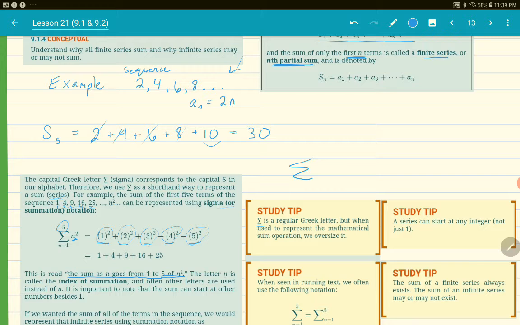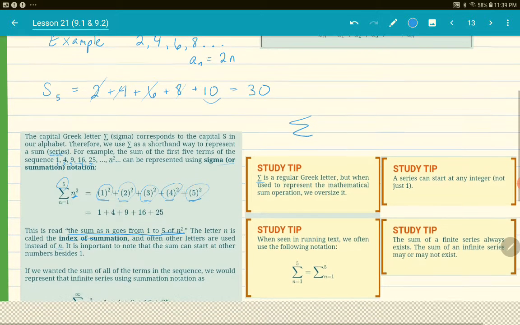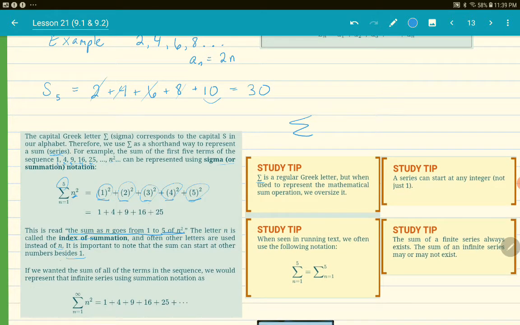The letter n is called the index of summation, and often other letters are used instead of n, like j and k are common ones. It's important to note that the sum can start at any number besides 1. It could start at 0, it could start at 15. If we wanted the sum of all the terms in a sequence, we use the infinity on top to say just keep adding. And that would look like that.